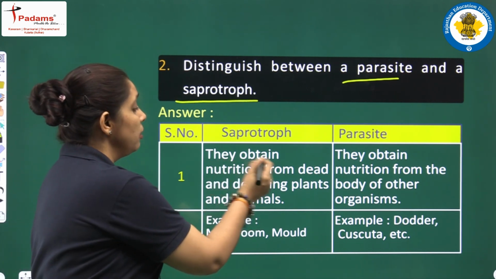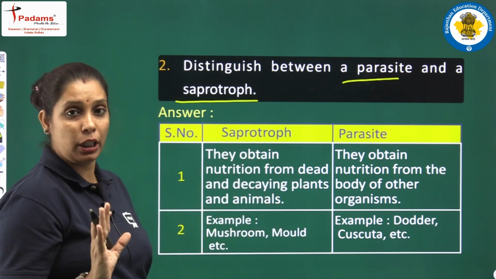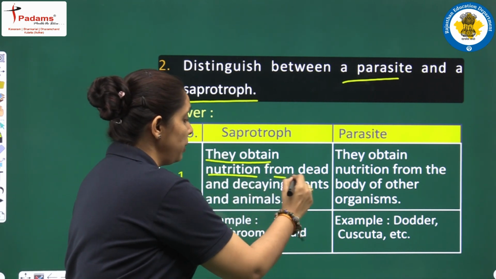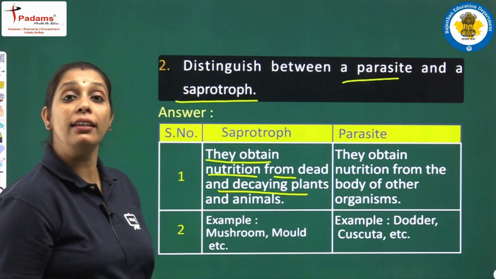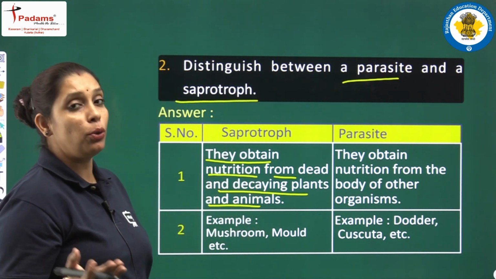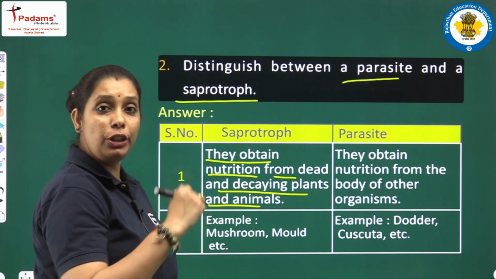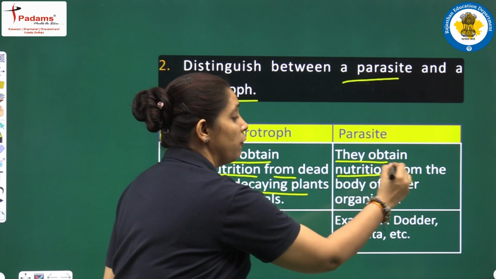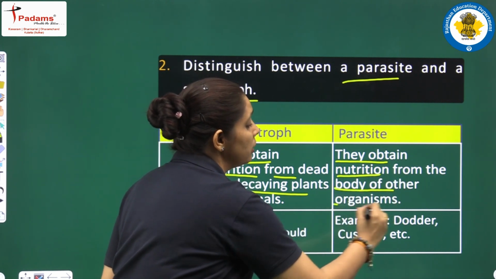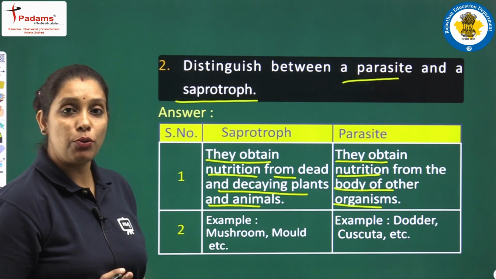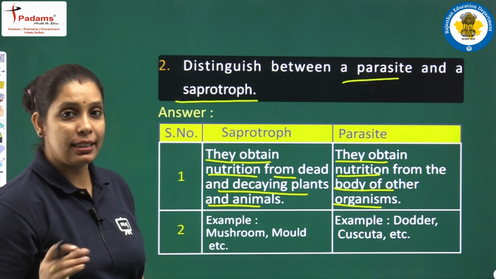First, we will write the definition of each type. They obtain nutrition from dead and decaying plants and animals. This is the definition of saprotrophs. What is the definition of parasite? They obtain nutrition from the body of other organisms. This is the basic difference between saprotroph and parasite.